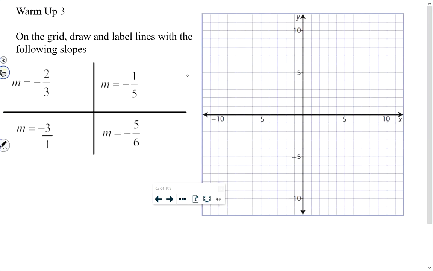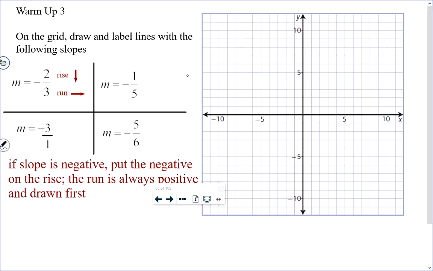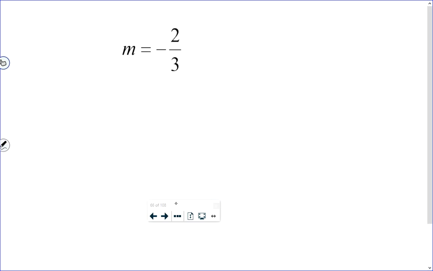So warm-up 3. Let's draw some lines representative of negative slopes. When I have a slope of negative 2/3, the run is 3 and the rise is negative 2. Now, if you ever have a slope that's negative, imagine the negative being on the top of the fraction because the run is always positive. And you always draw the run first.